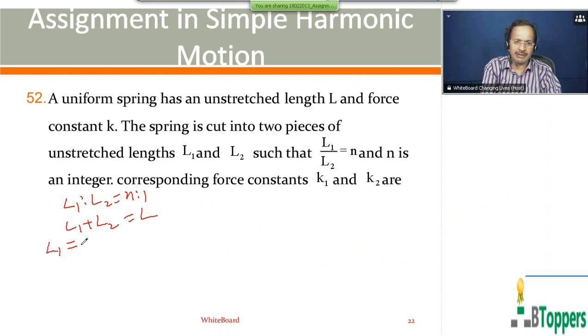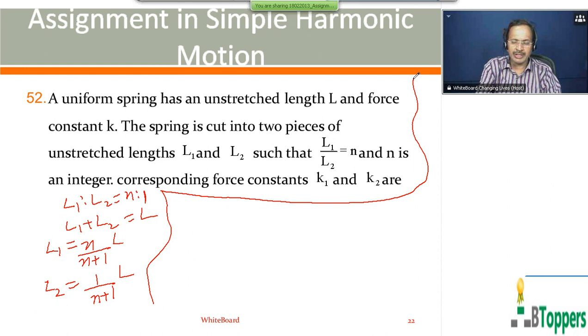L1 equals the ratio value for L1, N, divided by the sum of the two ratios, N plus 1, whole multiplied by the sum of L1 and L2. L2 equals the ratio value for L2, that is 1, divided by the sum of the two ratios, N plus 1, whole multiplied by the sum of L1 and L2. As I told you, each part of the spring differs from the original spring only in terms of length. So the force constant of the first part of length L1 divided by the force constant of the original spring is equal to L by L1. That means force constant is inversely related to the length.